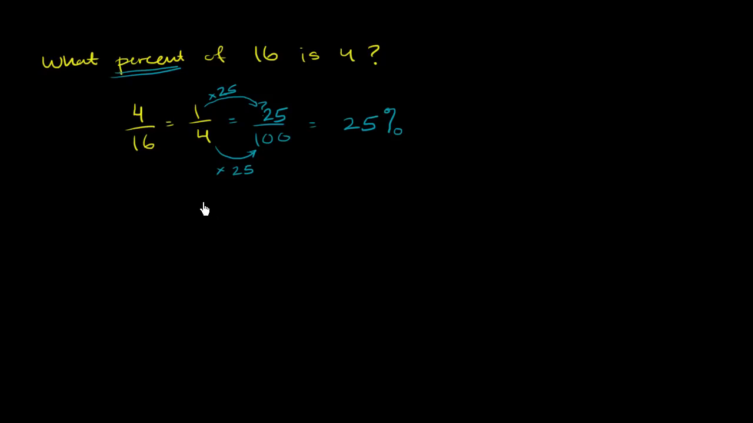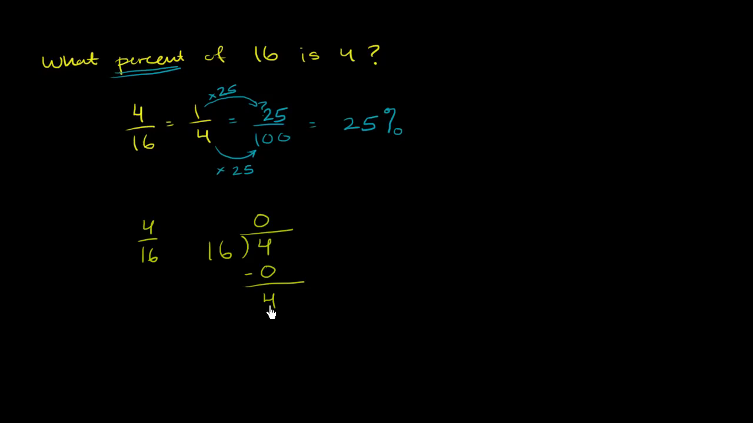Now there's a couple of other ways you could have thought about it. You could have said, well, 4 over 16 is literally 4 divided by 16. Let me just do the division and convert to a decimal, which is very easy to convert to a percentage. So we're going to literally divide 4 by 16. Now 16 goes into 4 0 times. 0 times 16 is 0. You subtract and you get a 4.